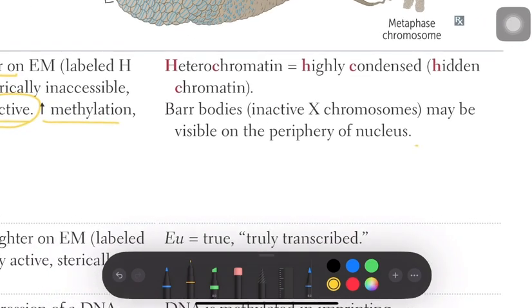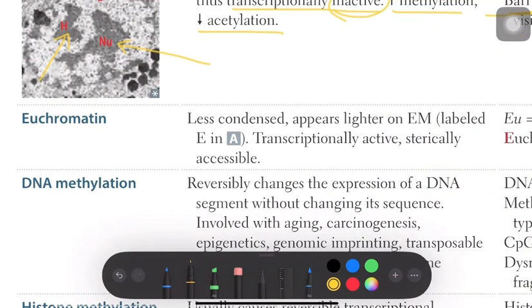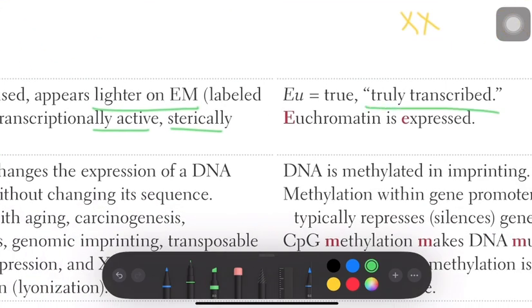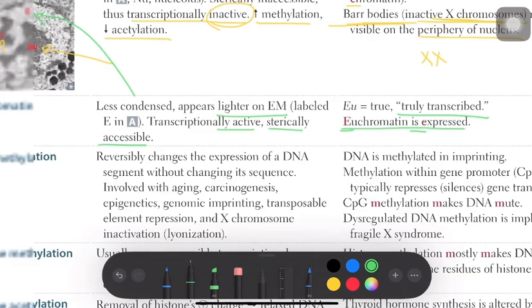So heterochromatin HC, highly condensed. Hidden chromatin. One example is Barr bodies. Women have an XX chromosome. So the inactive X chromosome, Barr body, will be visible in the periphery of the nucleus. Next is euchromatin. Euchromatin is less condensed and it appears lighter on electron microscopy. So here, it is transcriptionally active, sterically accessible. Truly transcribed. Euchromatin is expressed, E mnemonic.